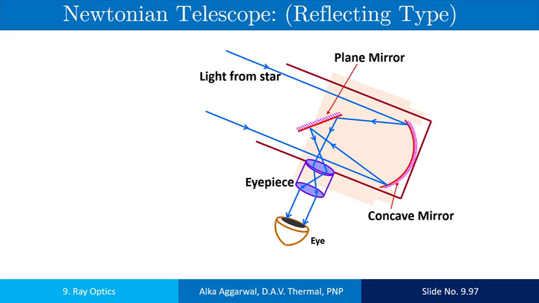Now again the whole process is the same as in the Cassegrainian telescope. Light from the distant star is focused on a parabolic mirror, and it converges. Before it meets at the focus, it is intercepted by the mirror, and the mirror reflects the beam which is observed by the eye.